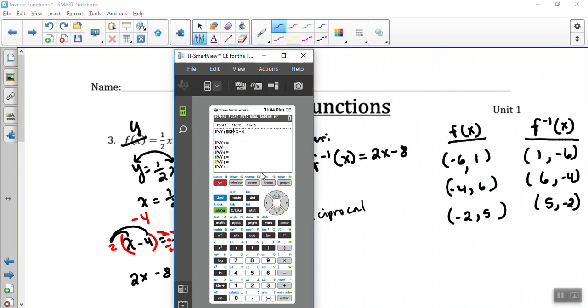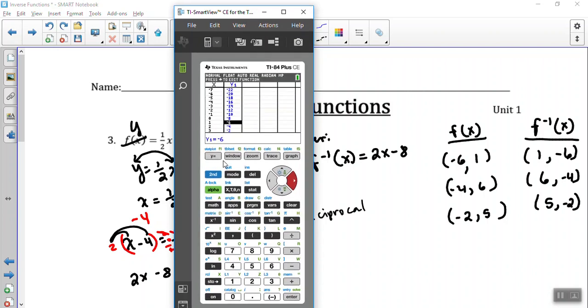Okay, sorry about that. Let me check my inverse now. Let me plug in my inverse, 2x minus 8. I thought I did my math right, so this part I messed up on. Second table. Alright, now let's look at this. Does 1 go to negative 6? Yes, it does. Does 6 go to negative 4? Let's check. 6 goes to positive 4.